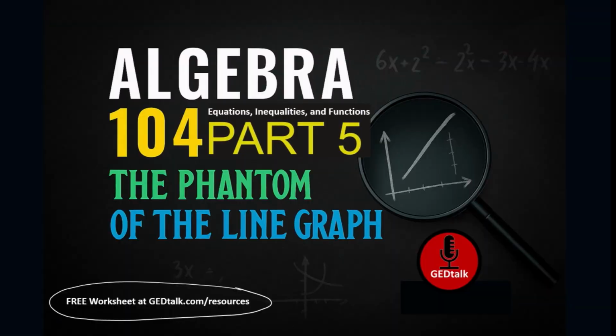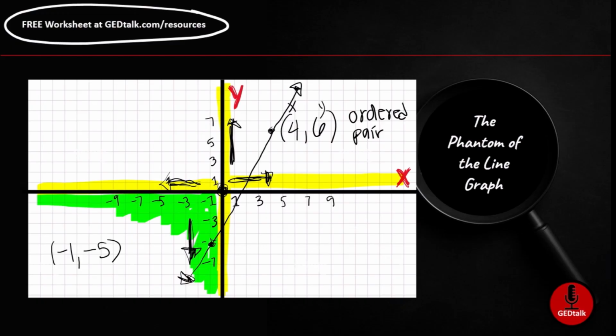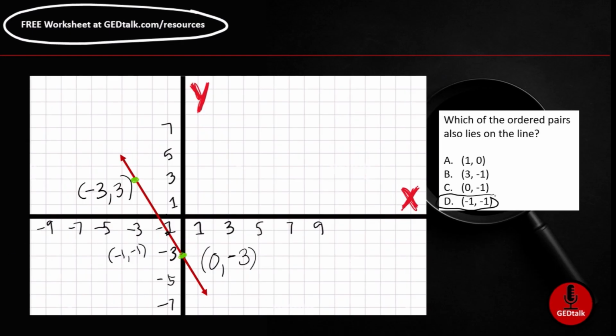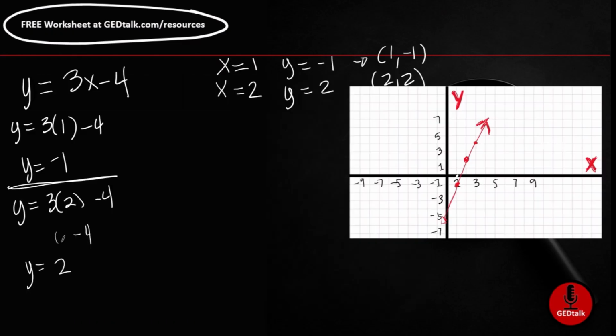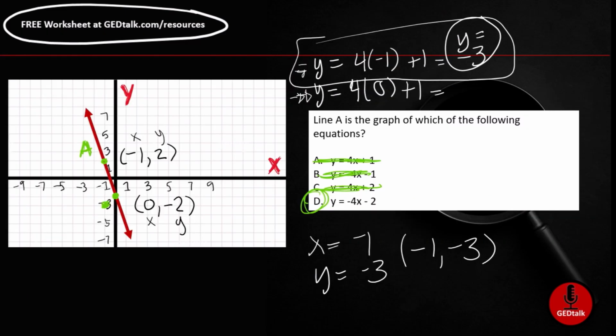Thanks for joining us, folks, for this short video on Algebra 104, Part 5, the phantom of the line graph. Yes, it's important that we understand what a coordinate plane is. Yes, it's important to understand what these ordered pairs are and how we can figure out when we have a line going through our coordinate plane. These two different points that I was able to find can help us figure out the equation of that line. And we made sure to use our calculator as well to help us find out the answer.